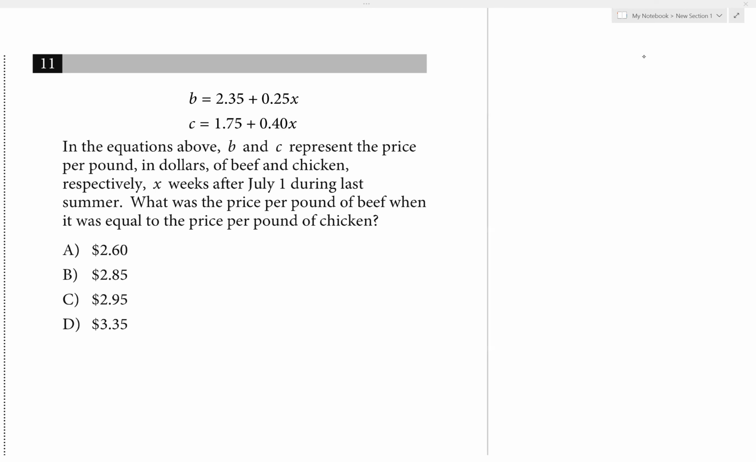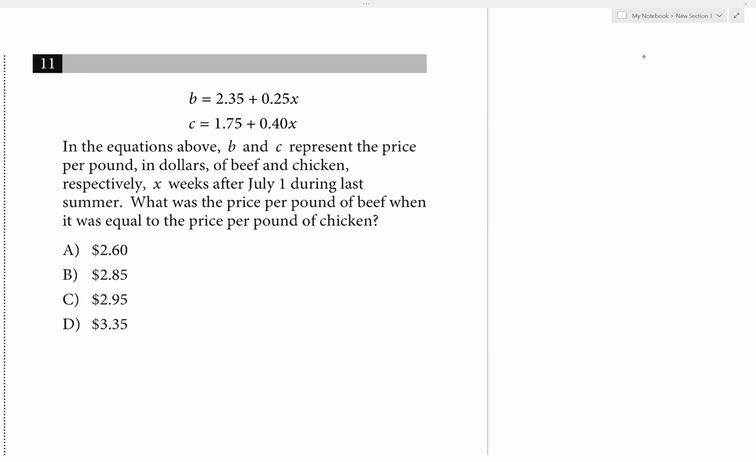All right. So the two equations represent the price per pound for beef and for chicken. And then we want to know when the price per pound was equal to each other. What was the price when they're equal? This one is similar to a system of equations. To solve this, it seems like we have B, C, and x. We have three unknowns. But we can actually solve this.